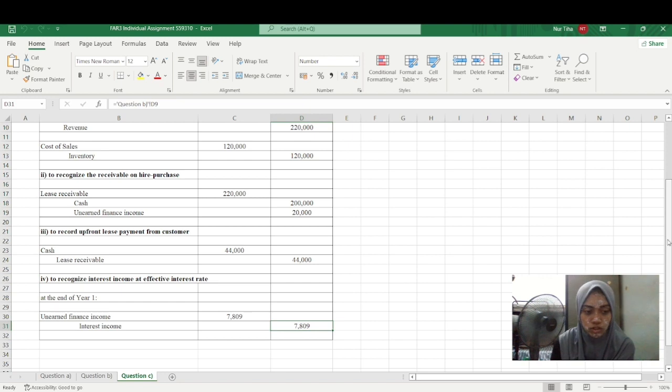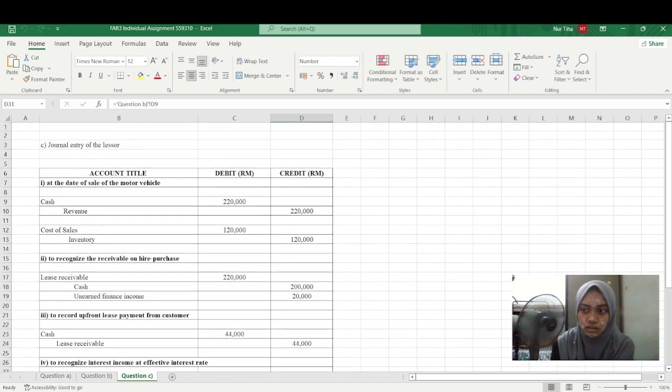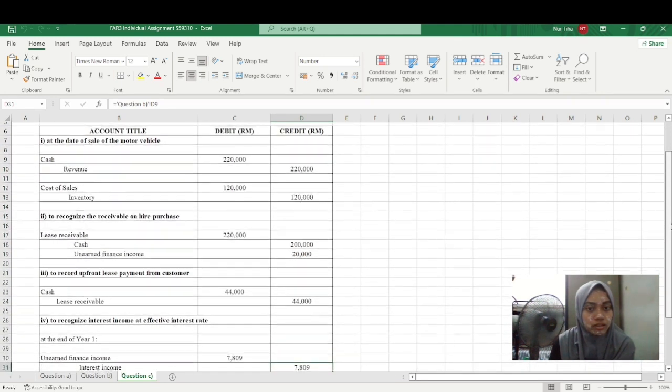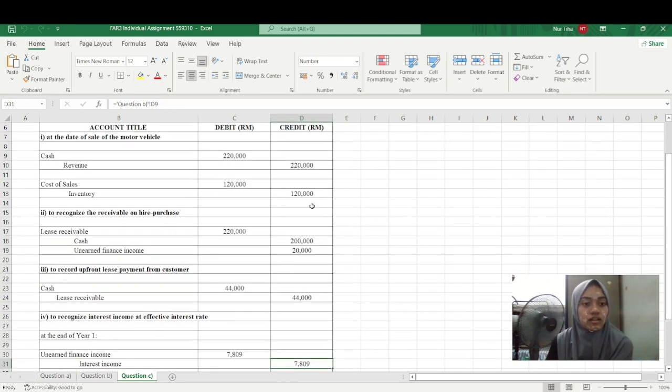The last question is about journal entry. The journal entry is at the date of sale of the motor vehicle. First, we debit cash 220,000, and credit revenue the same amount, 220,000. Then we debit cost of sale 120,000, and credit inventory 120,000.